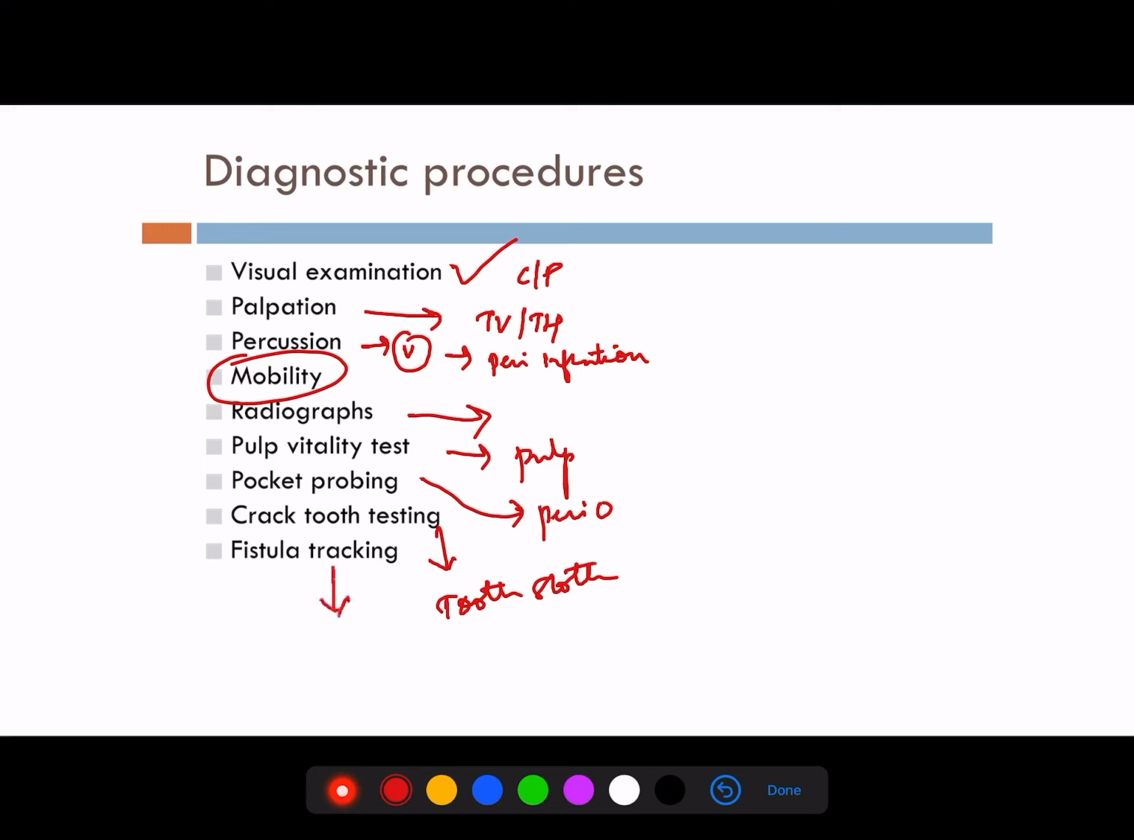Your fistula tracing is generally done with gutta-percha. Whenever you see a fistula or a sinus tract opening, make sure you insert some gutta-percha in it, preferably a number 25 gutta-percha. You have to take a multiple series of radiographs from different angles, by which you can conclude that this infection is from this particular tip.